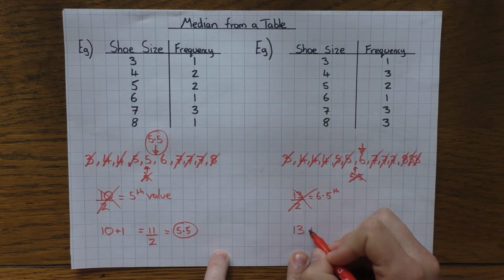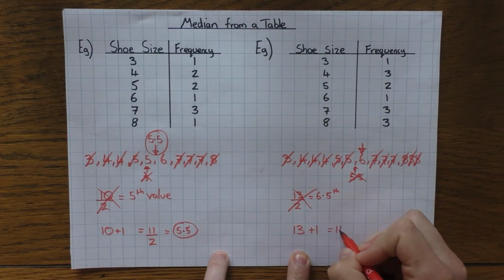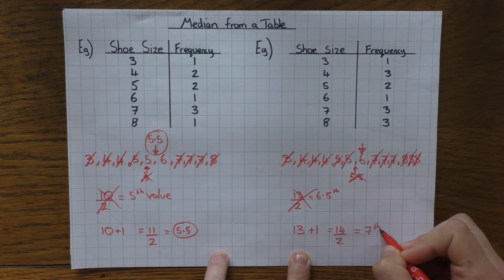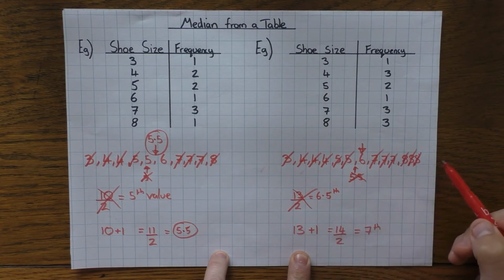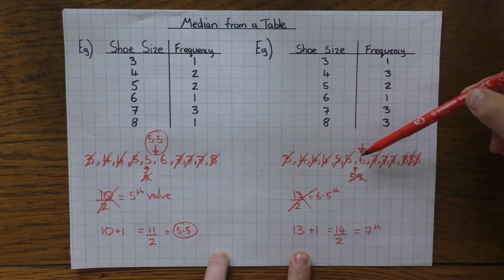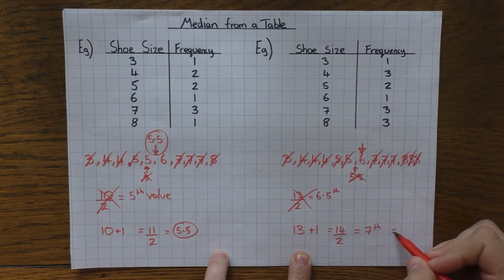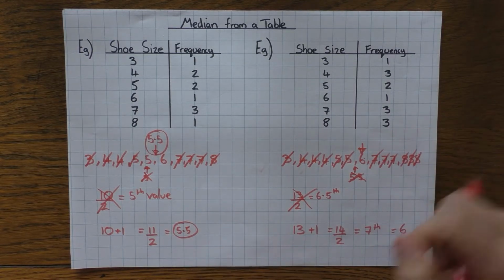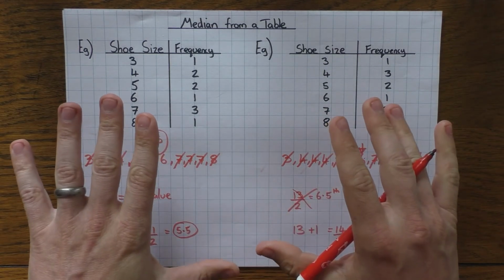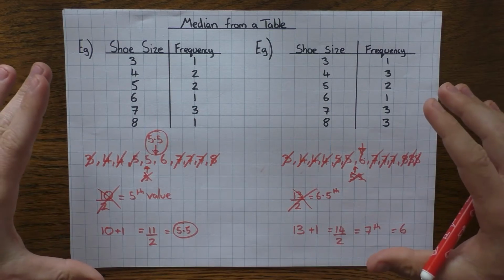I'm going to add 1 to the total to get 14, and I'm going to half it. So I want the 7th value in this list. So 1, 2, 3, 4, 5, 6, 7, which we already know is the median. So I want the 7th value. In this case, it is 6. Okay. So that's how it works with the two examples that we've just got here.